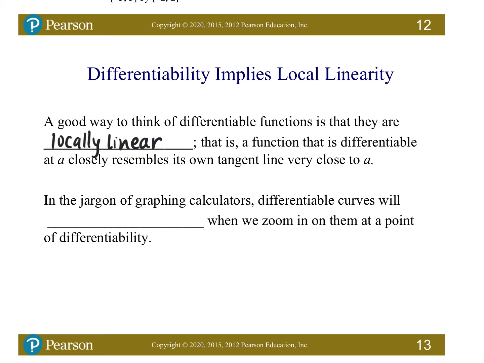And so this is the same thing. A function is made up of tiny little pieces. The more pieces you have, the smoother the function gets.